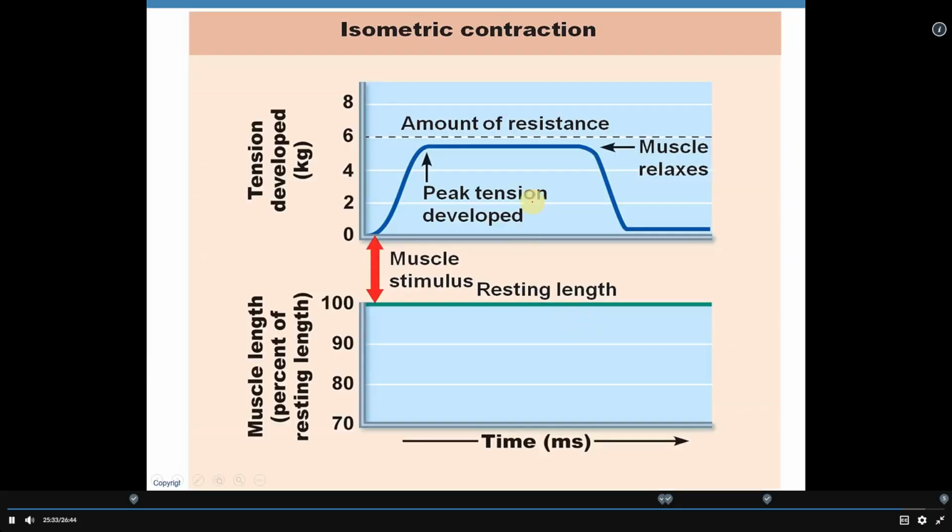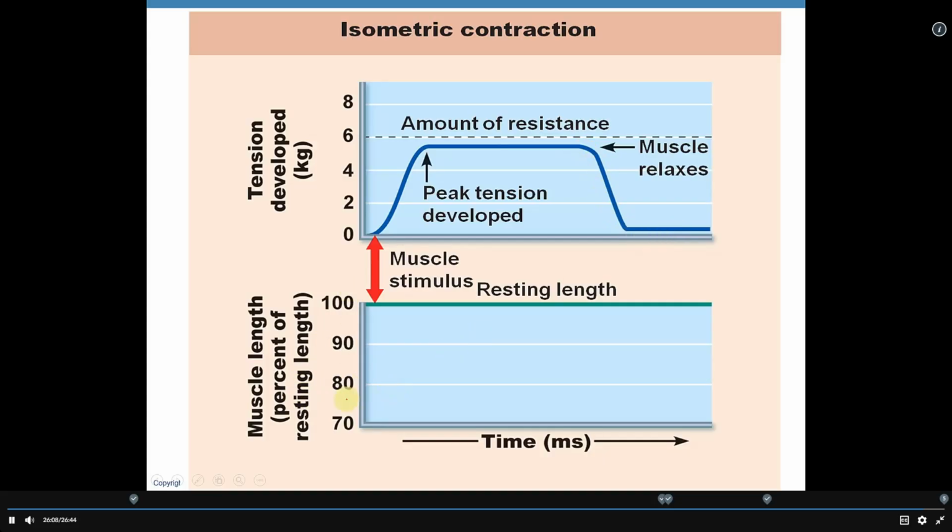So let's take a look at this graph now. On the top, on the y-axis, is the tension produced in kilograms. Now remember, 6 kilograms up here, that's the force we have to produce to move the load. On the bottom, the x-axis is time in milliseconds. So you can see that the muscle is being stimulated and it is producing force. More and more motor units are being recruited, but you don't have enough motor units to produce 6 kilograms of force. So it just levels out at that and then it relaxes.